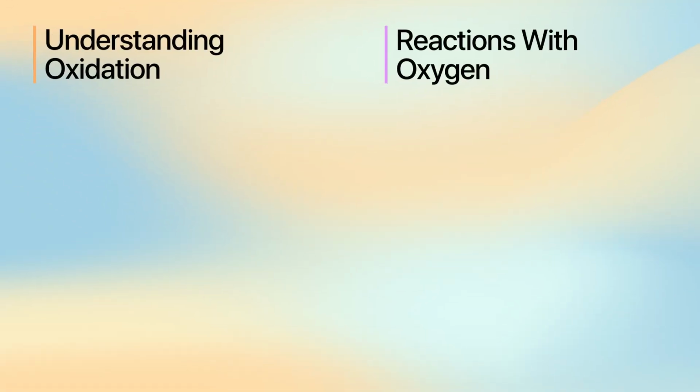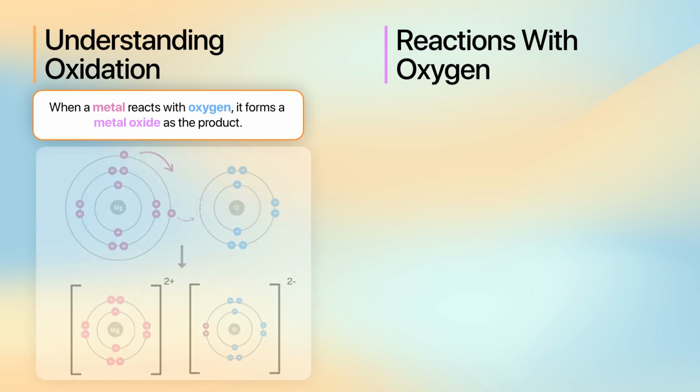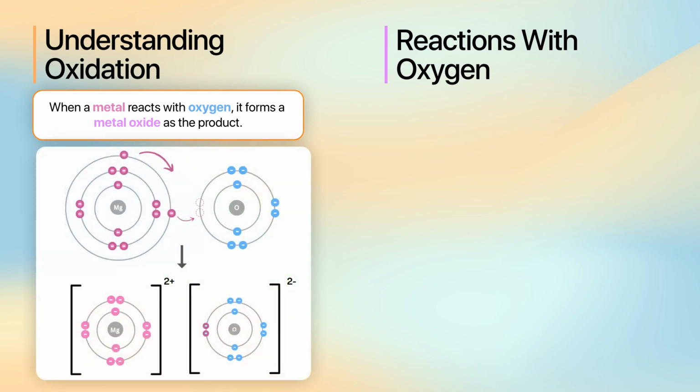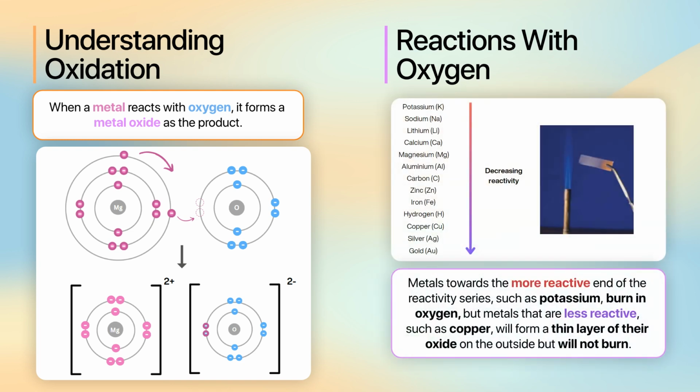In today's lesson, we delved into the reactions between metals and oxygen. We learned that when a metal reacts with oxygen, it forms a metal oxide. We also explored the concept of oxidation in this context, understanding that oxidation involves the gain of oxygen by the metal. Finally, we explored how different metals react with oxygen based on their reactivity. Overall, this lesson enhanced our comprehension of how metals interact with oxygen, the nature of metal oxides, and the fundamental principles of oxidation.